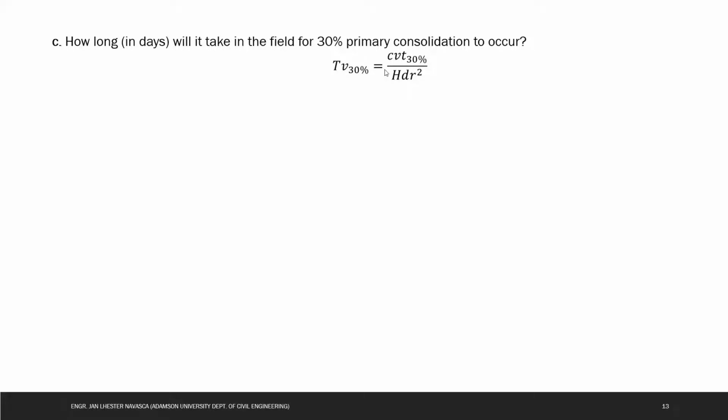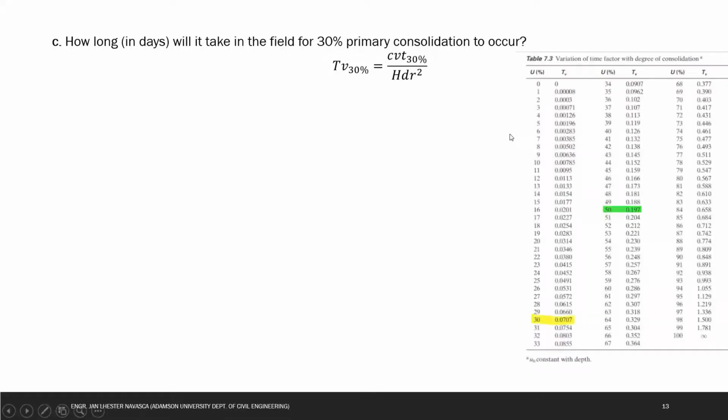Using this formula, the time factor is now changed to 30% degree of consolidation. From our table, the variation of time factor with degree of consolidation, for a degree of consolidation of 30%, the new time factor is 0.0707. Plugging in all the values, we have the same height of drainage, drained at both sides, that is 2000 over 2, the time it takes for 30% consolidation, and the coefficient of consolidation.